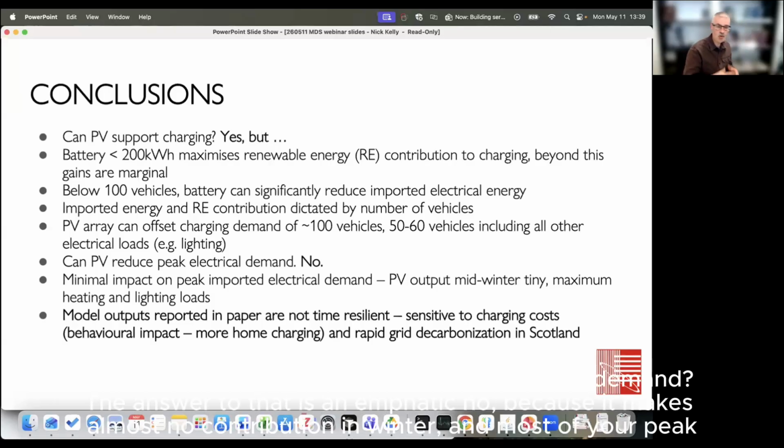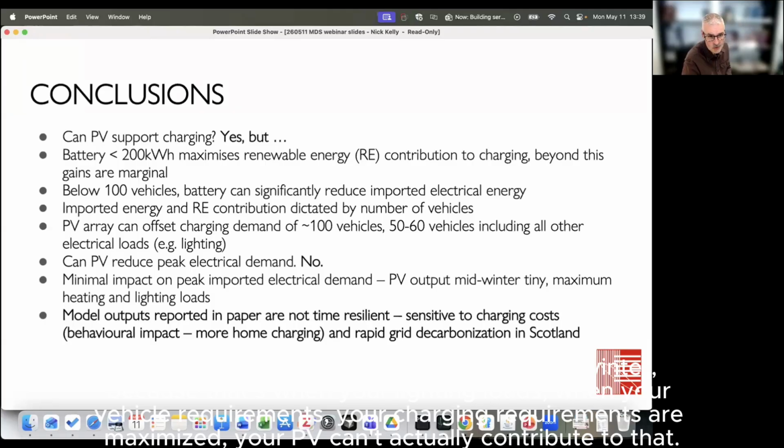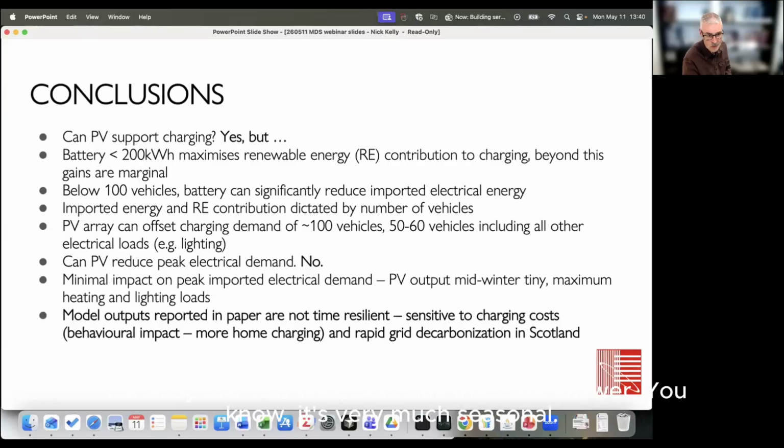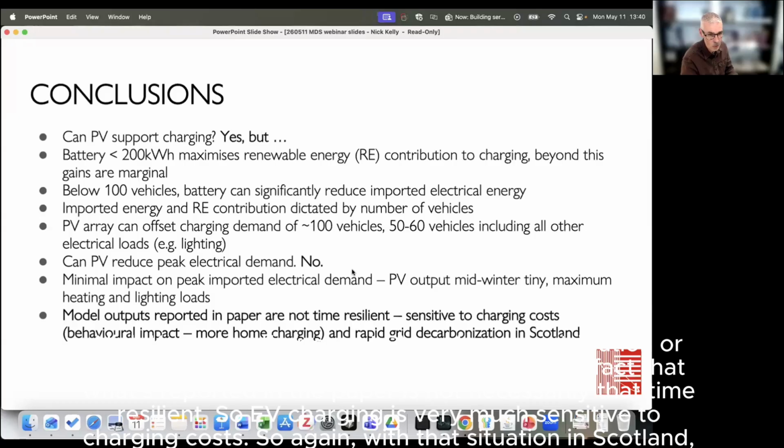Can PV reduce your peak electrical demand? The answer to that is an emphatic no, because it makes almost no contribution in winter, and most of your peak power draws actually occur in winter, because when your lighting loads, your vehicle requirements, your charging requirements are maximised, your PV can't actually contribute to that. So that was the answer. It's very much seasonal whether or not PV makes a contribution or not.